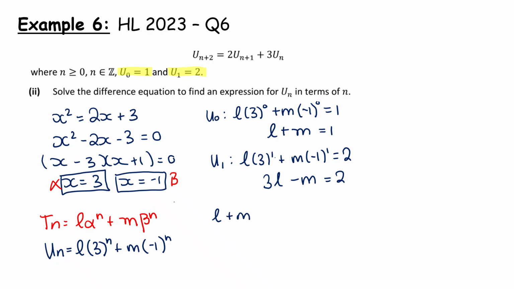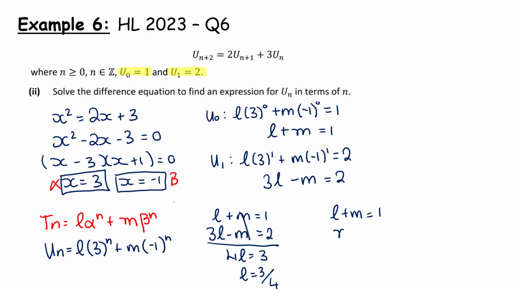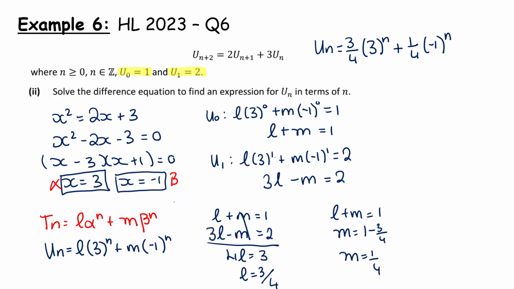Working with these two simultaneous equations, we'll add one to the other. The m straight away disappears. We get 4L = 3. So L is equal to 3 over 4, or 0.75 if you want to leave it in decimal. L + m = 1, so m is equal to 1 take away our 3/4. So m is equal to 1/4. That gives us our final answer of un = 3/4 times 3 to the power of n plus 1/4 times (minus 1) to the power of n.